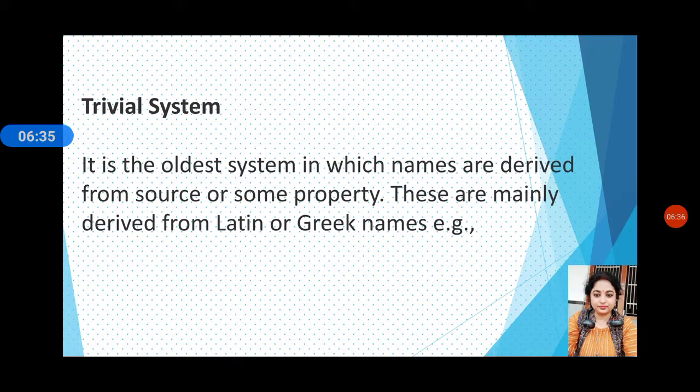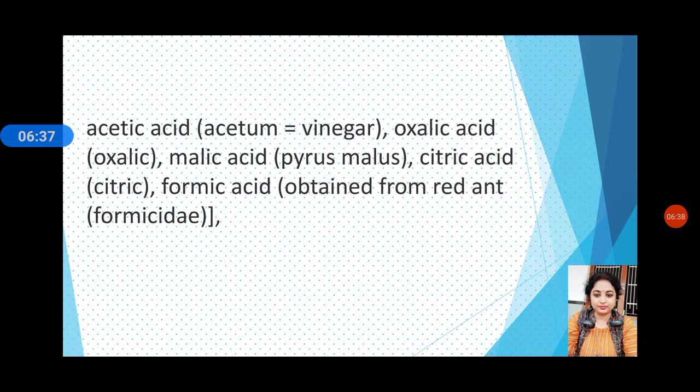A few examples we can see. Acetic acid derives its name from vinegar, of which it is the chief constituent, and in Latin, acetum is vinegar. Formic acid was named as it was obtained from red ants, and the Latin word for red ants is formica.